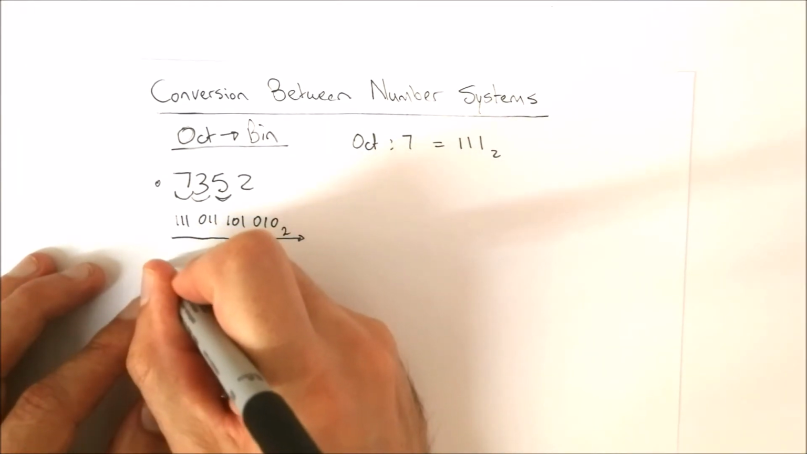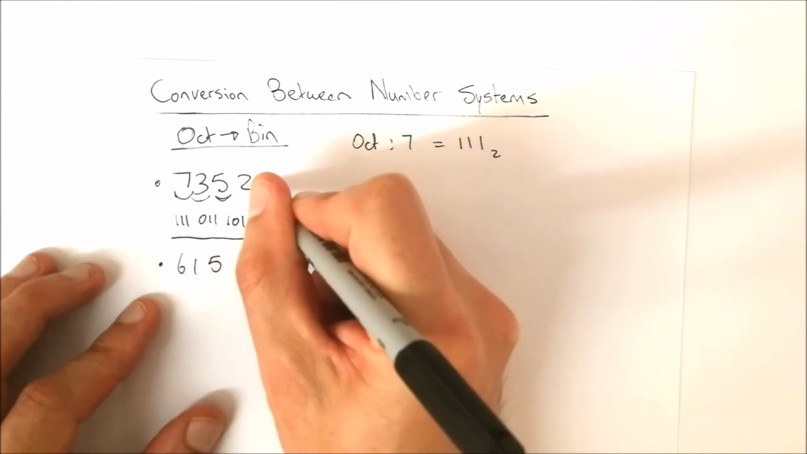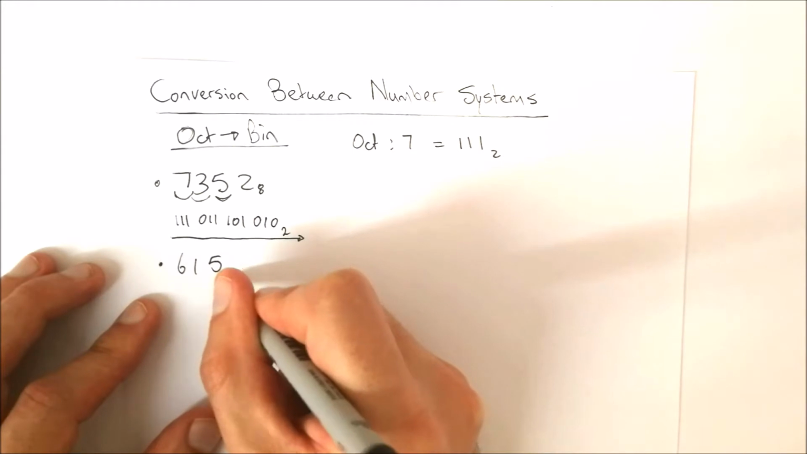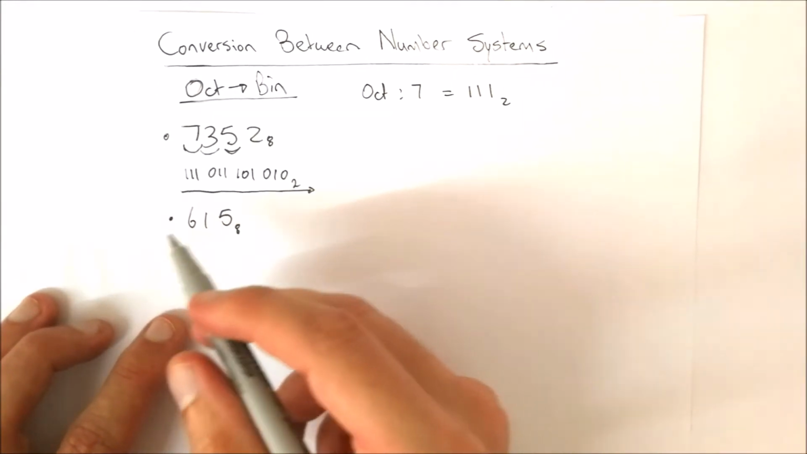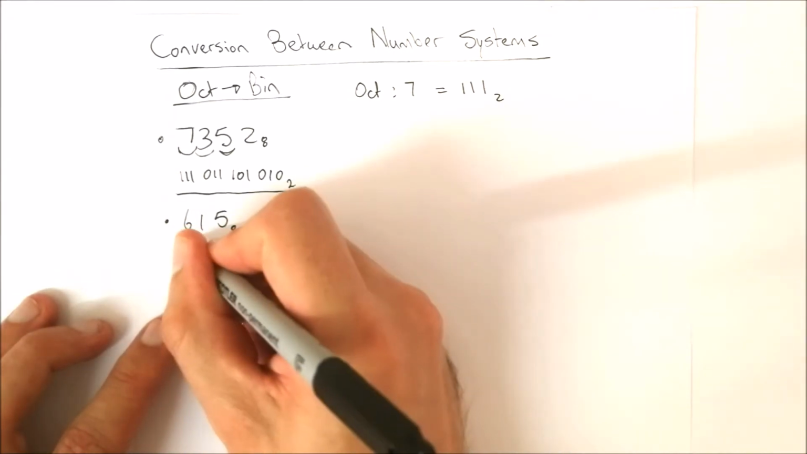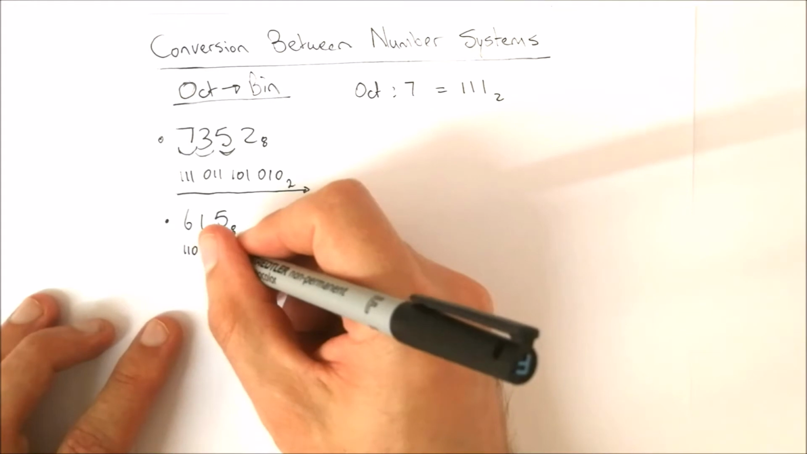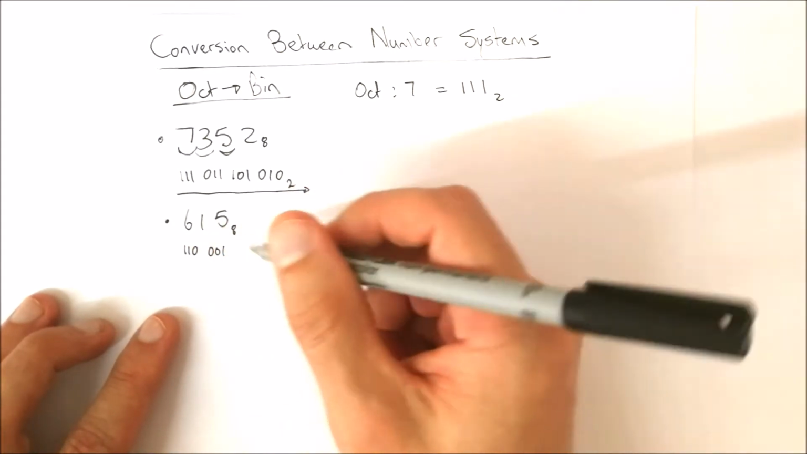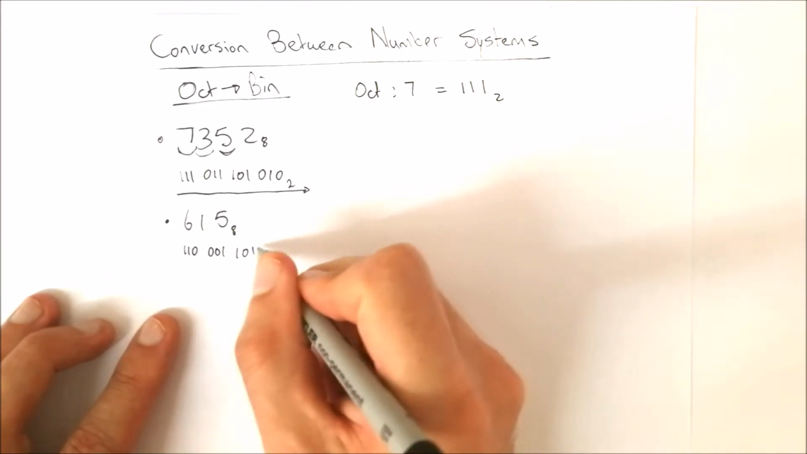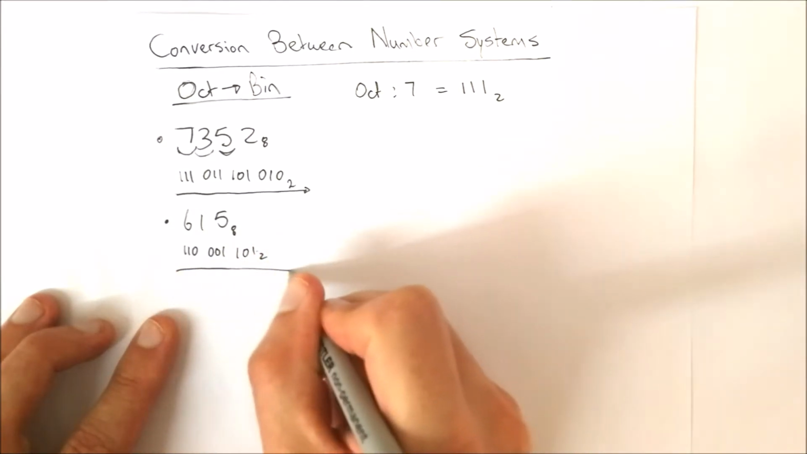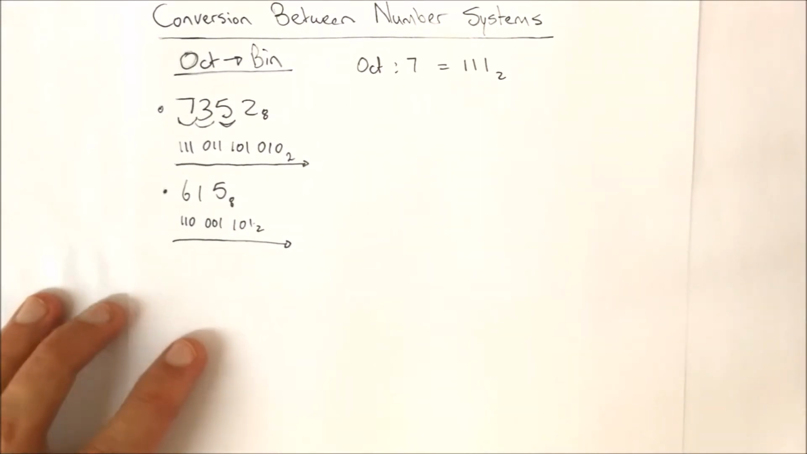Let's look at another example. So let's say you've got 615, because this is the octal number, and you've got to convert that to binary. Again, what is 6 in binary? Well, 6 is 110. What is 1 in binary? Well, that is 001. What is 5 in binary? Well, that is 101. And that is your final answer. So it's pretty straightforward to do octal to binary.